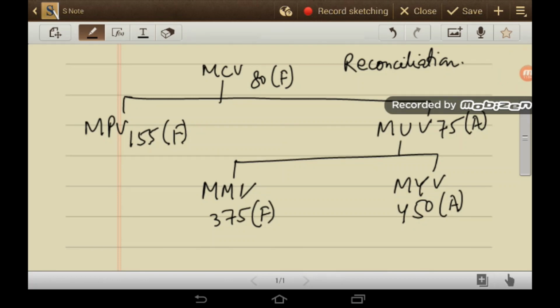And this is the reconciliation statement. Material cost variance, we have calculated rupees 80 favorable. It has two sub-variances, material price variance and material usage variance. Material price variance is calculated at rupees 155 favorable, material usage variance at rupees 75 adverse, and material usage variance has two sub-variances, material mix variance and material yield variance, calculated at rupees 375 favorable and 450 adverse.